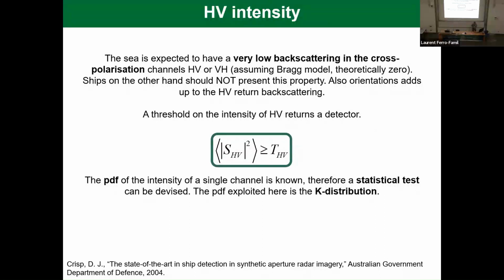And finally, you may want to do this with a single channel, so just put a threshold over a single channel. The best channel for ship detection is normally the HV or the VH, the cross polarization. Normally this is the best, unless you are going to very shallow angles, so far away, big incidence angles.